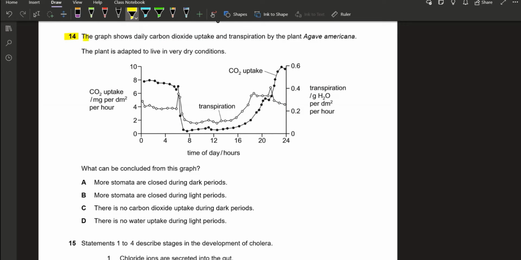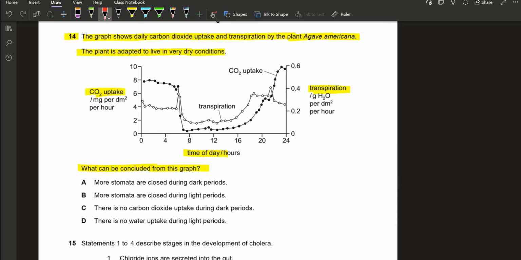Question number 14. The graph shows daily carbon dioxide uptake and transpiration by the plant Agave americana. The plant is adapted to live in very dry conditions. The graph shows CO2 uptake, time of the day, transpiration. What can be concluded from this graph?